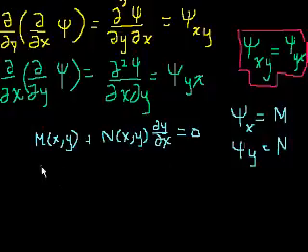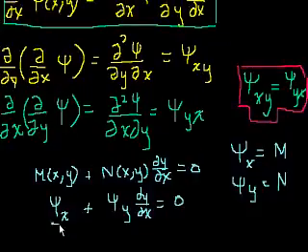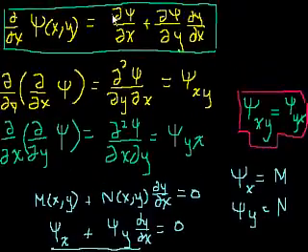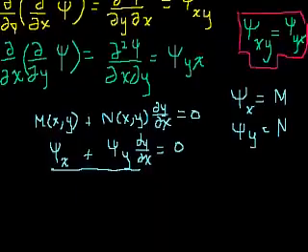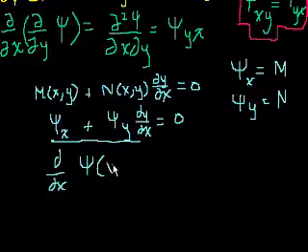If this were true, then we could rewrite this as the partial of xi with respect to x plus the partial of xi with respect to y times dy/dx equal to 0. And the left side right there, that's the same thing as this, right? This is just the derivative of xi with respect to x using the partial derivative chain rule. So you could rewrite this as just the derivative of xi with respect to x, and xi is a function of x and y, is equal to 0.